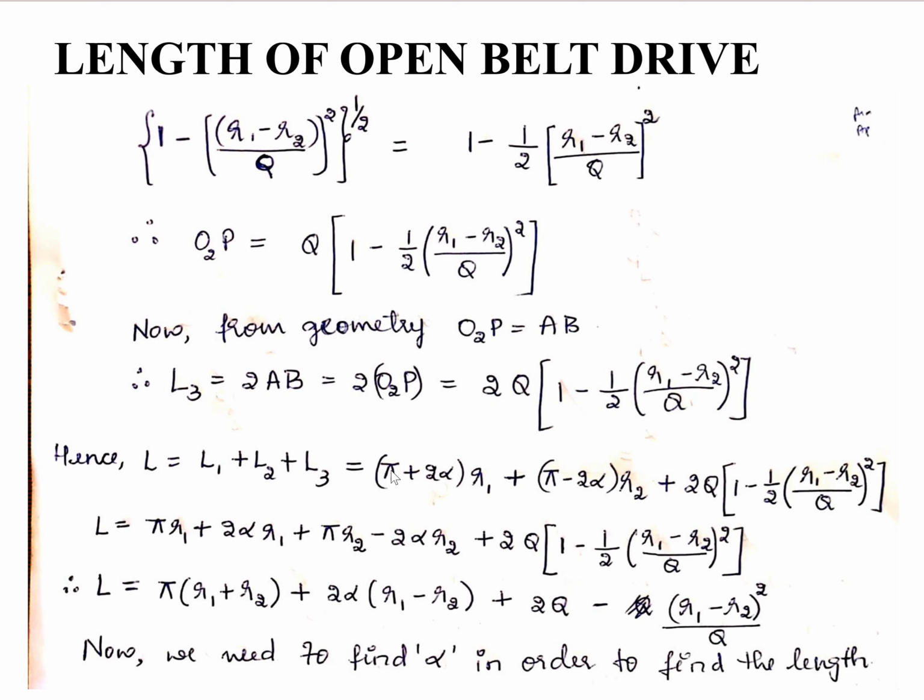This is pi plus 2 alpha into R1, the length of the arc on the driver pulley, and on the driven pulley the arc will be pi minus 2 alpha into R2, plus whatever we got here, 2q into 1 minus 1 by 2 (R1 minus R2 by q) whole squared. If I expand these, totally I will get L is equal to pi into (R1 plus R2) plus 2 alpha into (R1 minus R2) plus 2q minus (R1 minus R2) whole squared by q. Now we need to find alpha, because alpha is the one we don't have here.